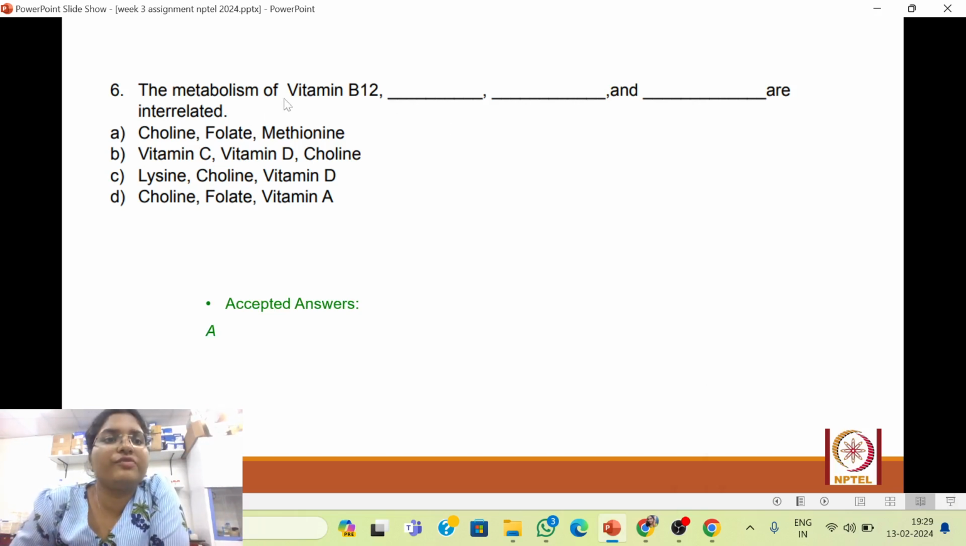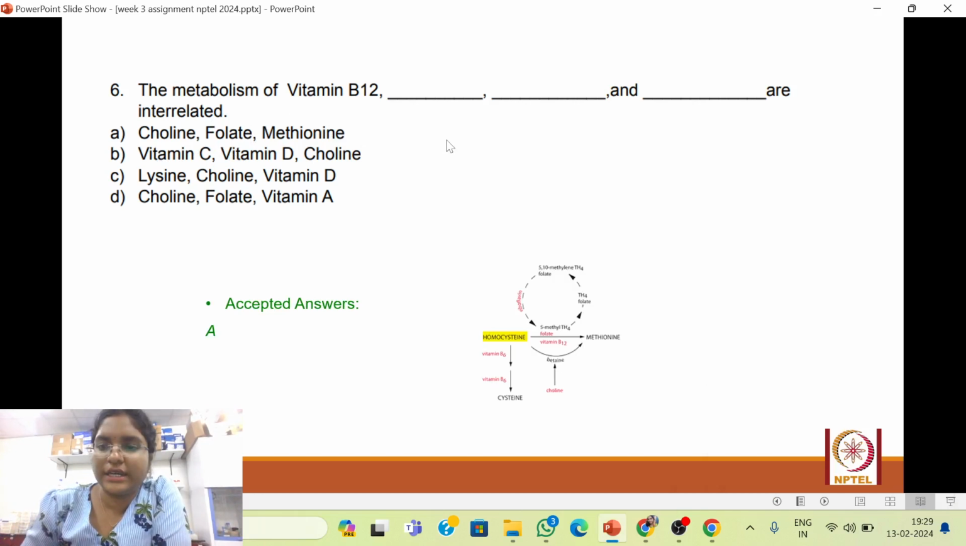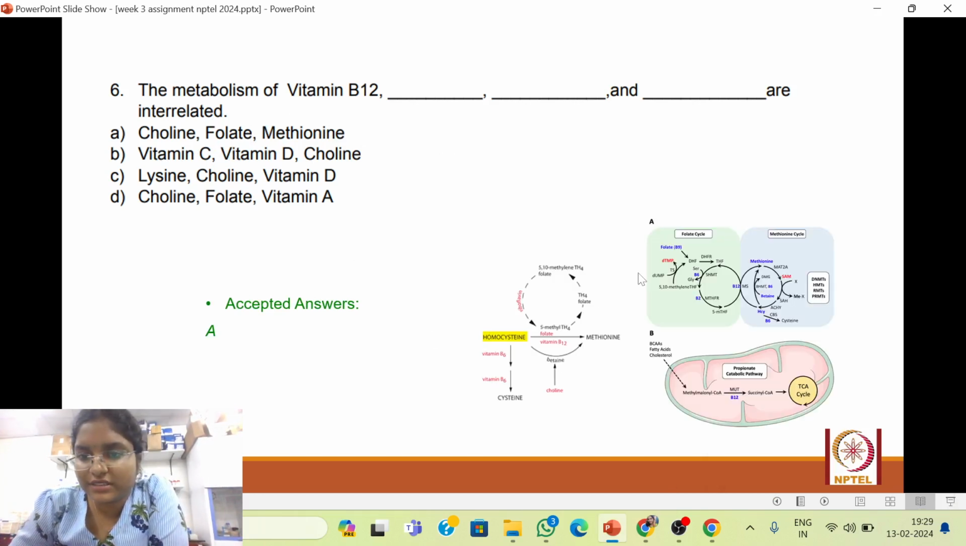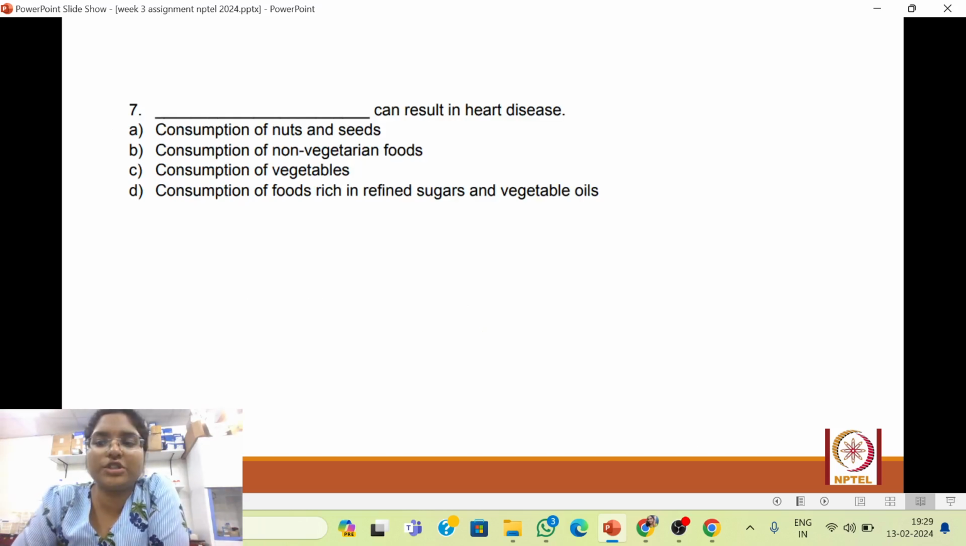The metabolism of vitamin B12, choline, folate, and methionine are interrelated. Here you can see the cycle by which the folate cycle and the methionine cycle are interrelated, as well as how choline, vitamin B12, methionine, and folate are all interrelated in the metabolism of vitamin B12. You can go through the details when you get the PPT. Okay, we'll move on to the next question.